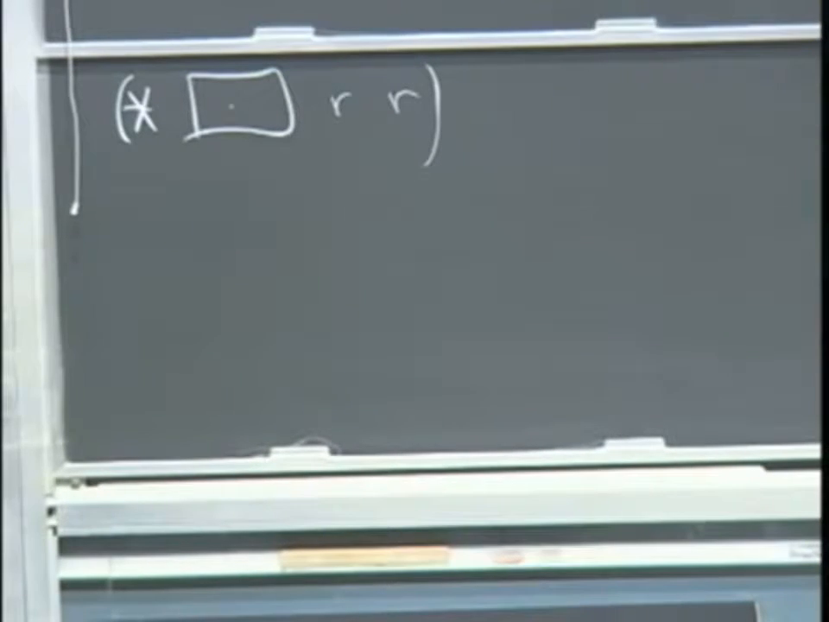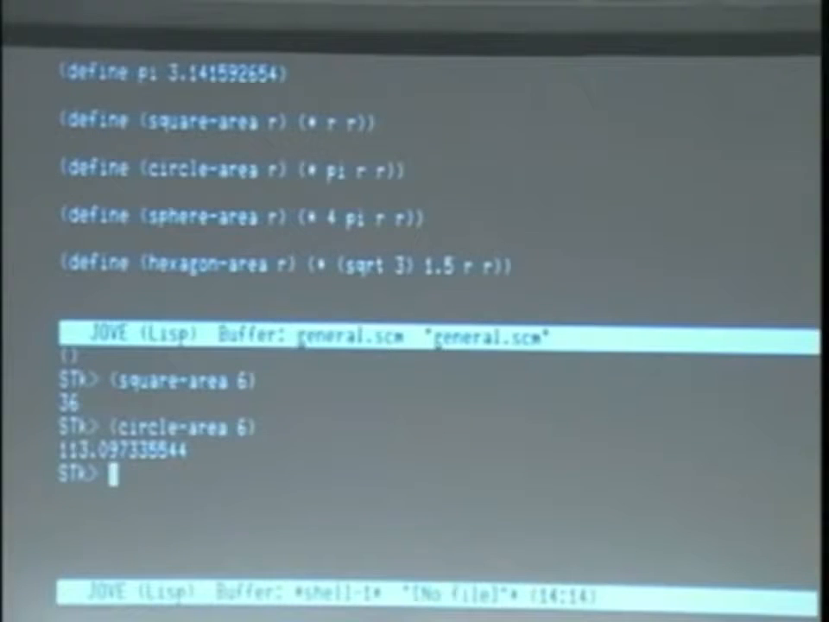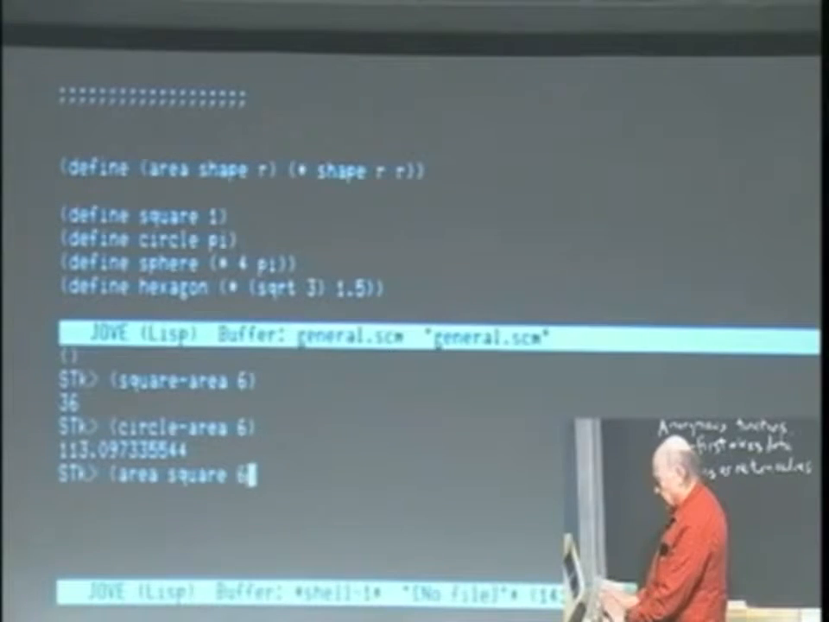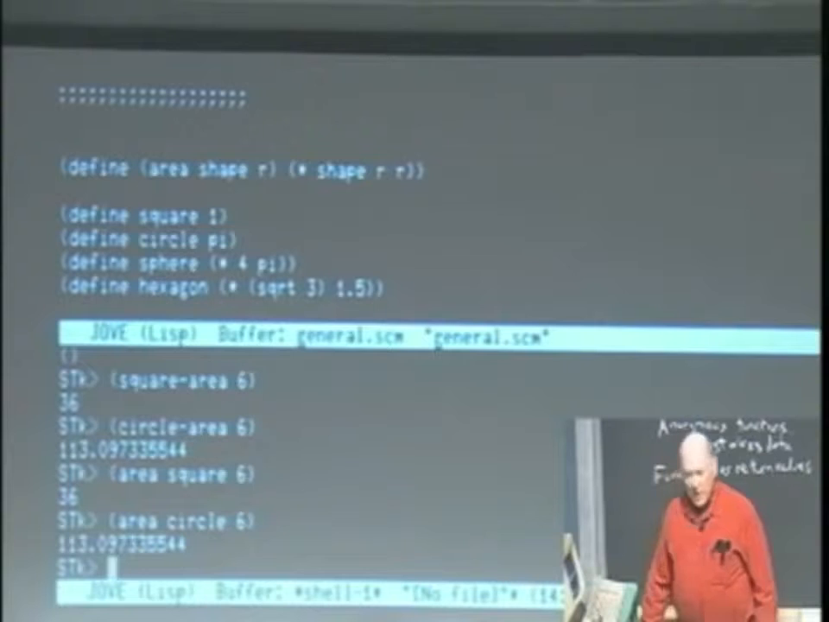But what we can do now is generalize to have a single procedure area that captures this pattern. And the way we do that is we give it a second argument called shape. So the original procedures, like square area, circle area, took one argument. Now we have one single procedure that takes 2 arguments. And so I can say area square 6, or area circle 6, and get the same answers I got before.